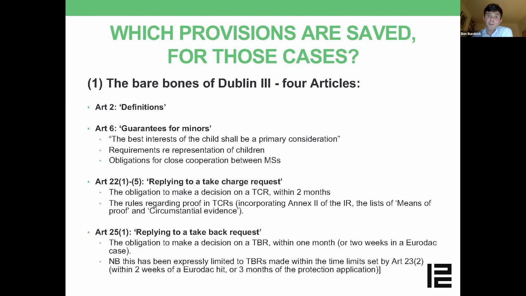Which provisions are saved? When it comes to Dublin 3, it's really just the very bare bones. So Article 2, the definitions, which obviously is essential. Article 6, the guarantees for minors, very important, including the express requirement that the best interests of the child shall be a primary consideration or decision making. And then Articles 22 and 25, which just provide that there's an obligation to make a decision on a take charge or take back request within the specified time limits.